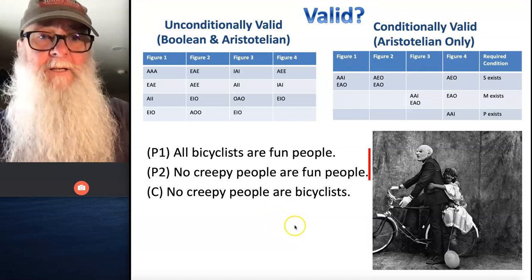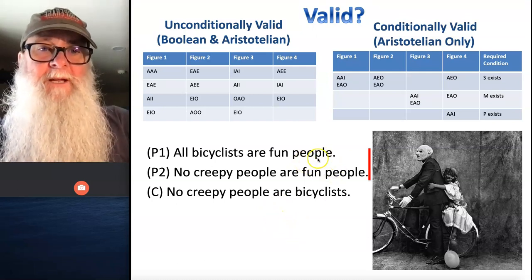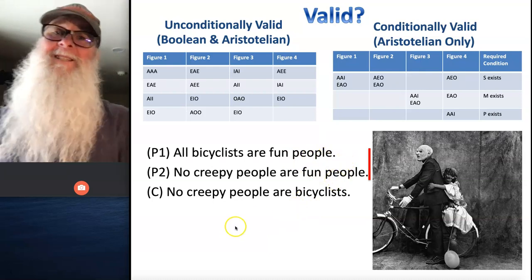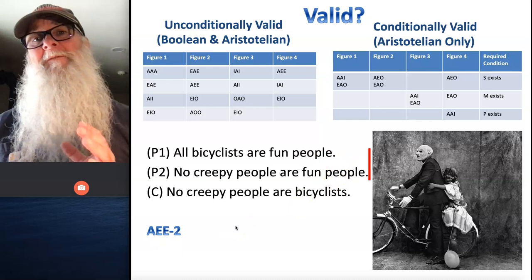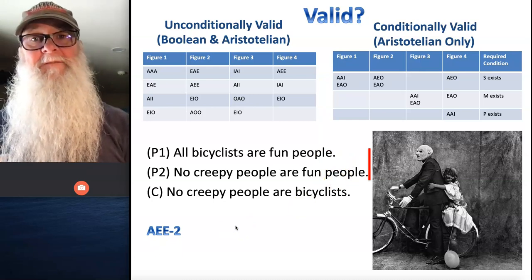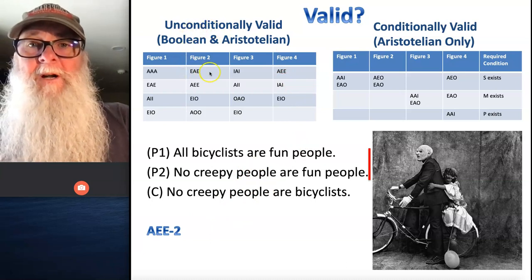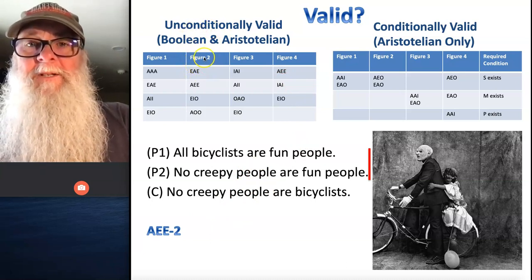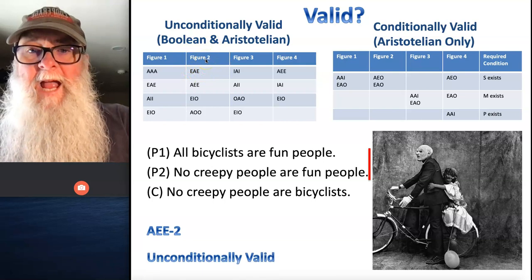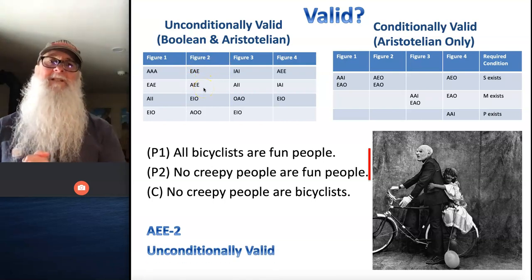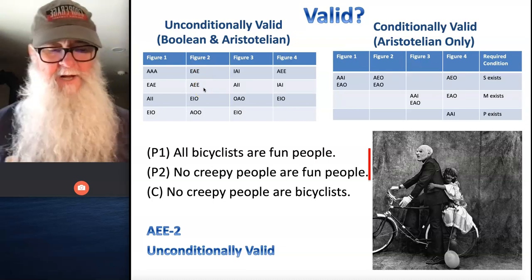Where is the middle term? Fun people is our middle term, and we can see it's in the predicate position of both the first premise and the second premise. That tells us this is figure 2, so the form of this argument is AEE figure 2. To determine if it's valid, we simply go to our unconditionally valid forms chart, and we look at figure 2. We're looking for AEE, and look at that, it's right there, and that proves this argument is unconditionally valid.